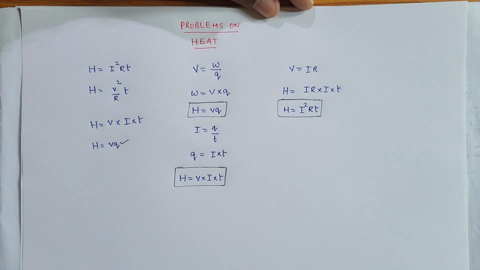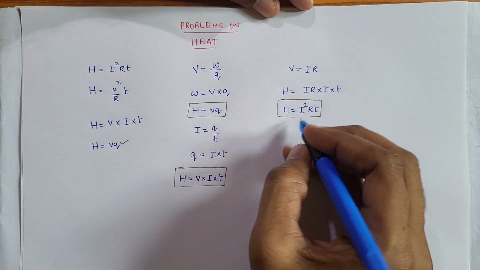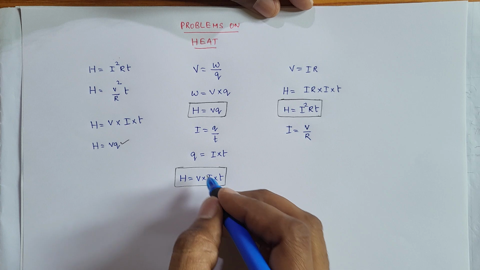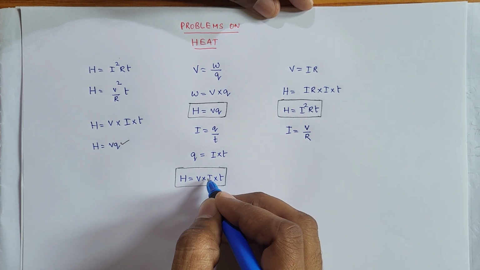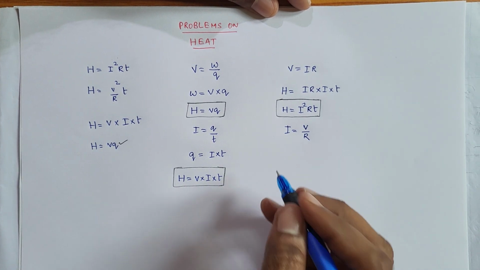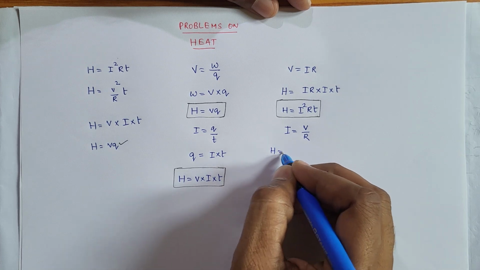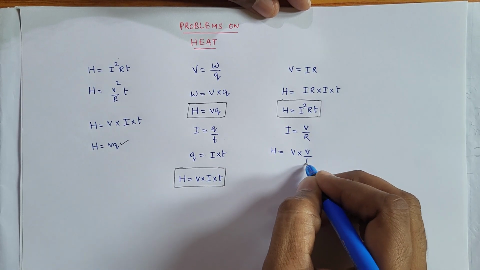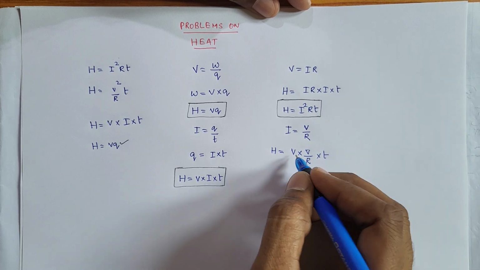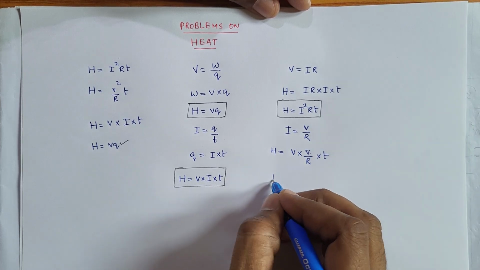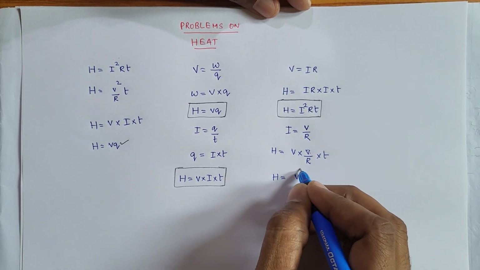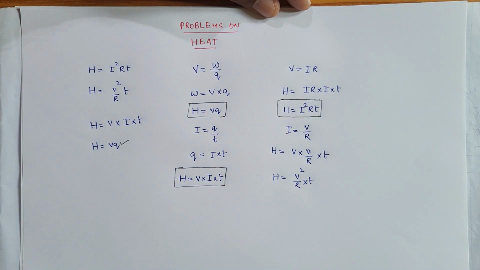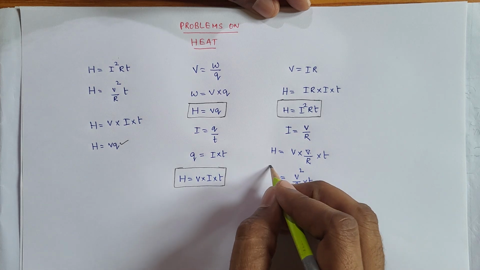Correct? So according to Ohm's law only, what is I? I is equal to V divided by R. In place of I, you write V divided by R now. Then we are going to get the next formula. H is equal to V into, in place of I, V divided by R into T. So V into V is V square. So we are going to get H is equal to V square divided by R into T. This is how we get the formulas for heat generated.